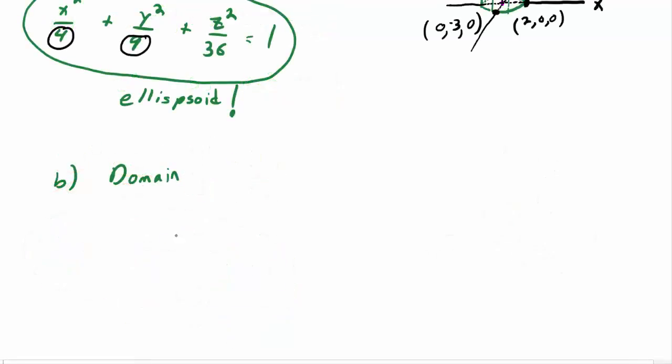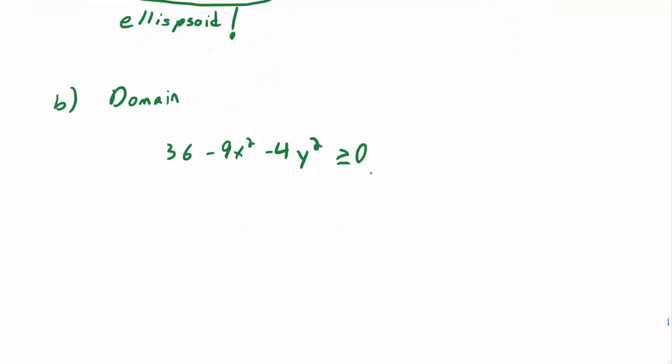To find the domain, let's set the radicand bigger than or equal to 0. So what was it? 36 minus 9x squared minus 4y squared greater than or equal to 0. So what's a nice way to write this? If you think of it as an equal sign, you'd get the border, the boundary of what's in the domain and what's outside the domain. So what kind of object would that be when it's an equal to instead of a greater than? It would be an ellipse.